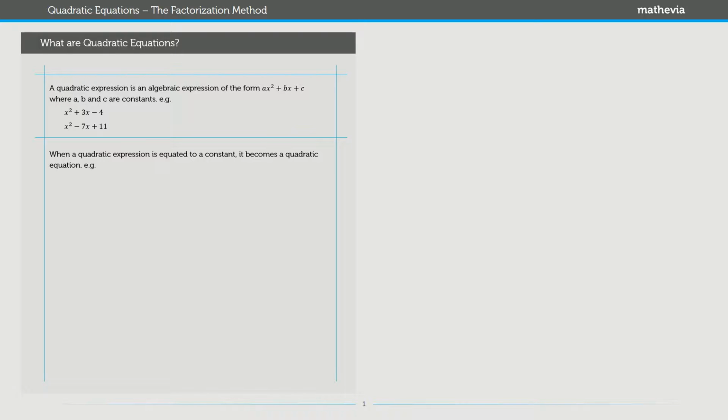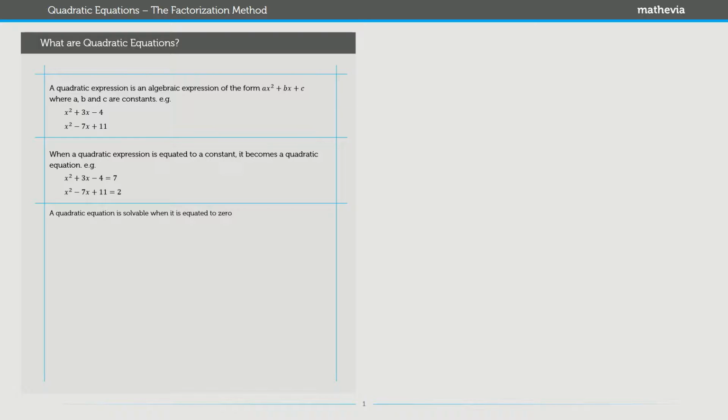Now, when a quadratic expression is equated to a constant, i.e. any number, it becomes a quadratic equation. For example, you could have x squared plus 3x minus 4 equals 7. This is a quadratic equation. You could also have x squared minus 7x plus 11 equals 2. This is another quadratic equation. Now, when a quadratic equation is equated to 0, it becomes solvable.